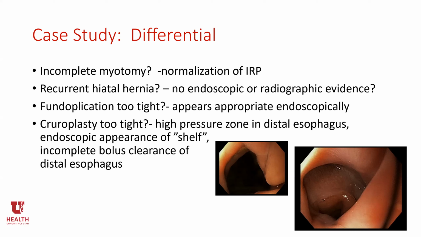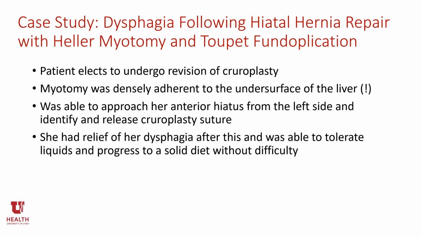What about her cruroplasty? Could that have been too tight? Well, she had this high pressure zone in her distal esophagus. She had this endoscopic appearance of a shelf, which correlated with where she felt the food sticking. And notably on her manometry, she had incomplete bolus clearance of her distal esophagus. So I discussed her with some of my colleagues, and she and I had a long discussion, and ultimately we elected to take her back to surgery.